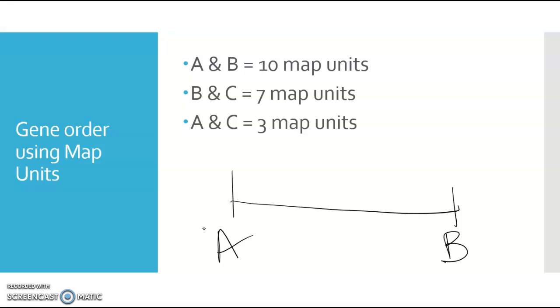middle. But if you also notice, between B and C, it's 7 map units versus A and C is 3 map units. So you can figure out C is going to be more closely located towards A than it is to B. So this would be 3 map units, this would be 7 map units, and it gives you a total of 10. So that's how you take a look at linked genes.